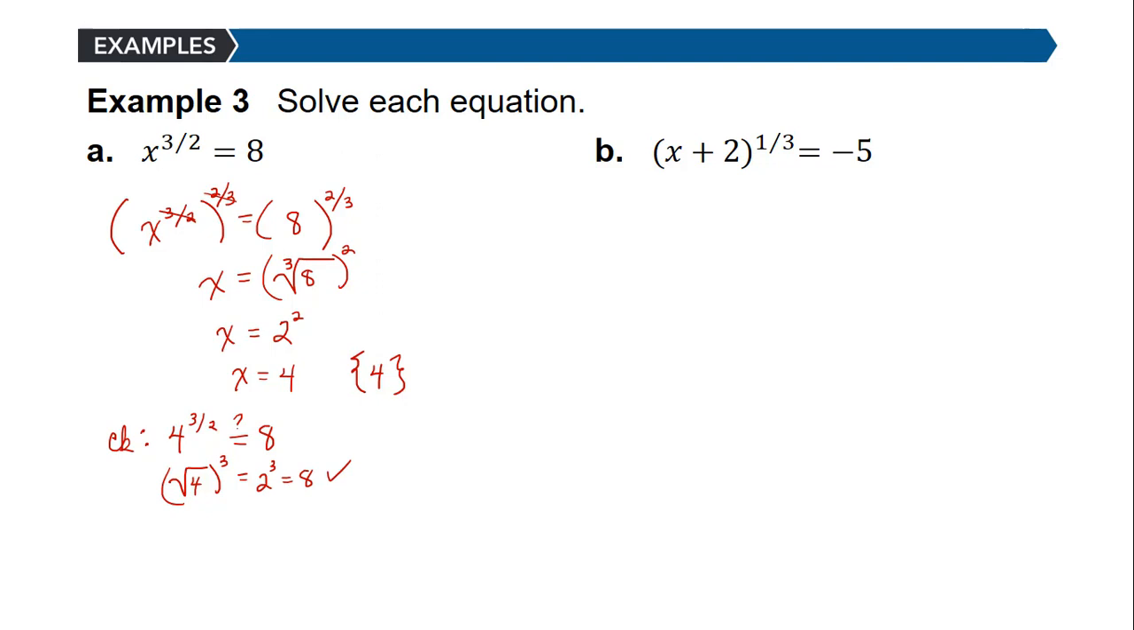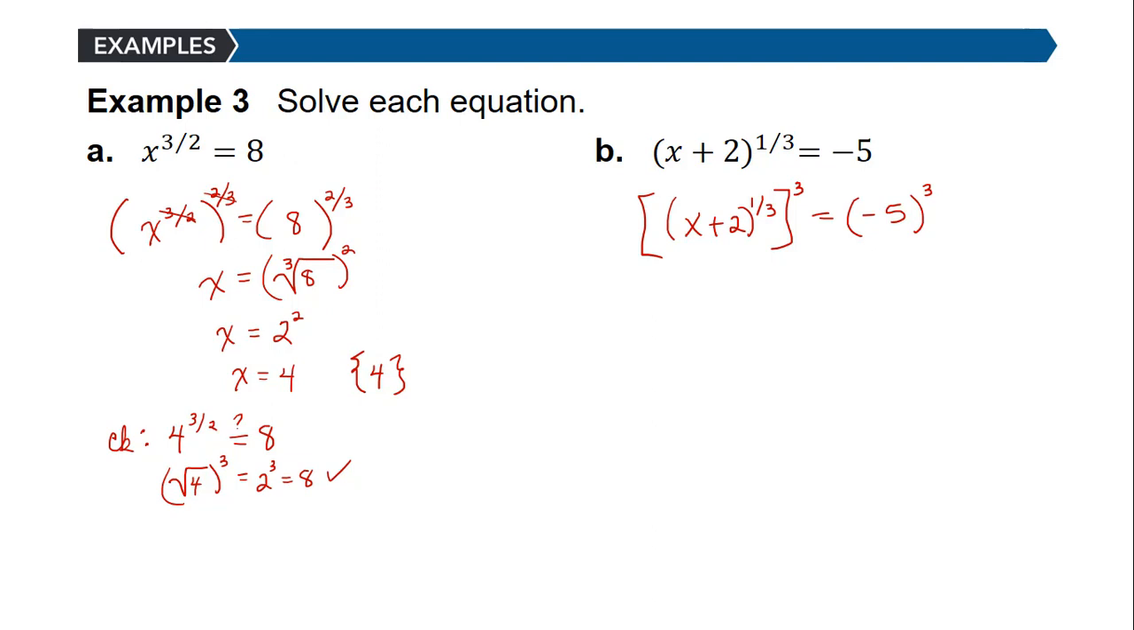Part B is (x + 2) to the 1/3 equals -5. The expression with the exponent is isolated, so we can raise each side to what power? Well, we need to raise it to the reciprocal of this rational exponent. The reciprocal of 1/3 is 3.